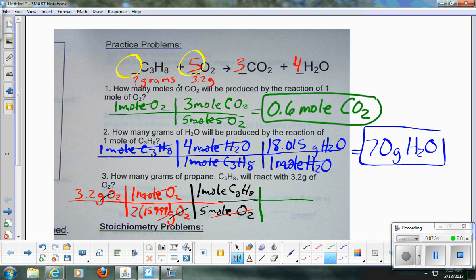So the last step is going to be what? Moles to grams. So 1 mole of C3H8 on the bottom. And this is where I grab my calculator because I've got to add up 3 carbons at 12.011 and 8 hydrogens at 1.008. Go ahead. Give me the answer. 3 carbons at 12.011 and 8 hydrogens at 1.008. Got a calculator right there. 3 times 12.011 plus 8 times 1.008.